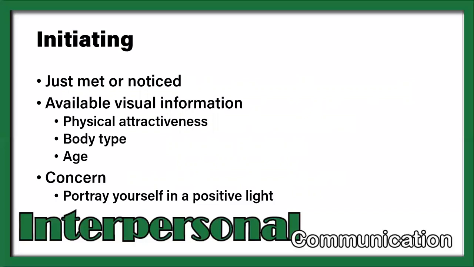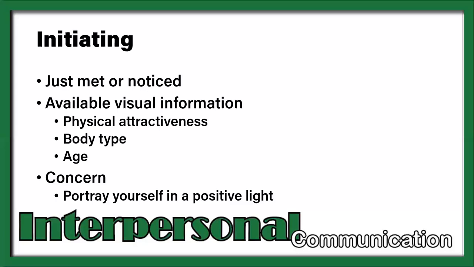And then you want to look at available visual information. So things like how attractive they are physically, or their body type, or their age, or maybe ethnicity or gender, clothing, posture. You're going to look at all those elements and determine if you find this person to be attractive to you. And then in this area, you're more likely to be concerned with presenting yourself in a positive way, making sure that you're coming across in a way that's going to be attractive to the other person.